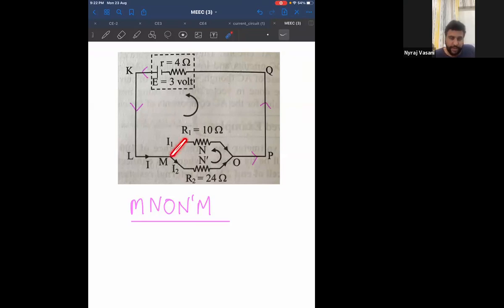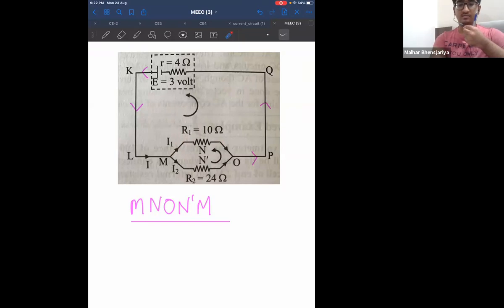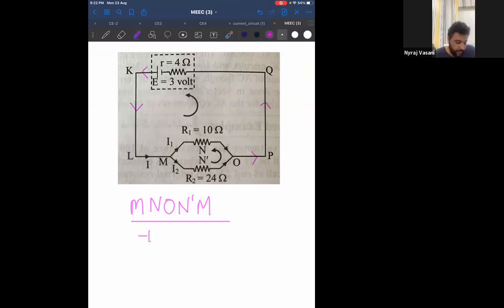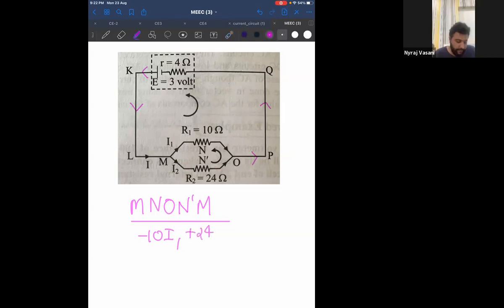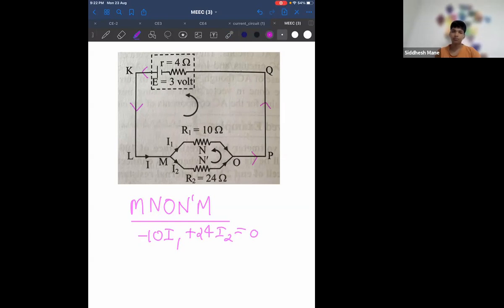From here to here, there is nothing. Everyone just check. From here to here, there is nothing. Now, Malhar, tell me. From here to here. Minus 10 I1, because we are going with the direction of current. Very good. Now, from here to here, there is nothing again. Now, from here to here, again nothing. From here to here, tell me. Plus 24 I2 is equal to 0. Perfect. Tell me if all of you are getting this answer. Yes, sir.